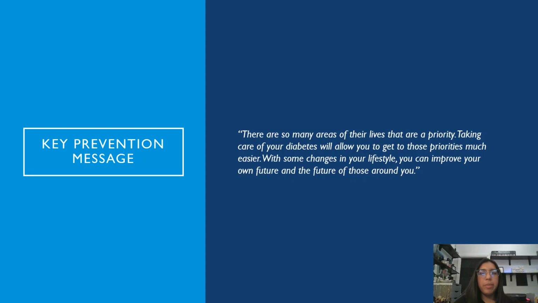So my key prevention message is that there are so many areas of their lives that are already a priority. Taking care of your diabetes will allow you to get to those priorities much easier. With some changes in your lifestyle, you can improve your own future and the future of those around you.